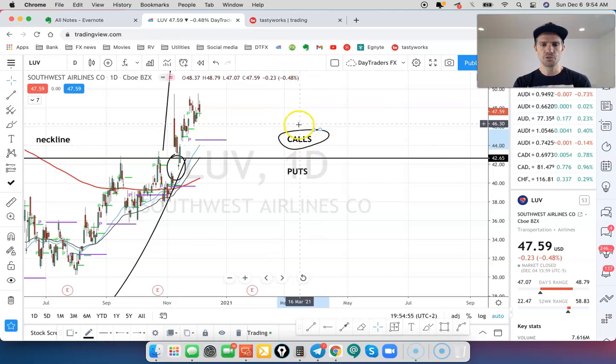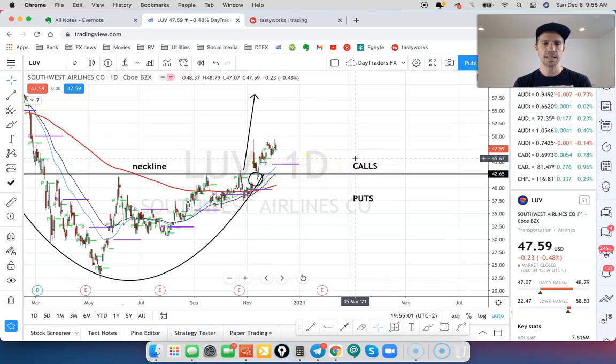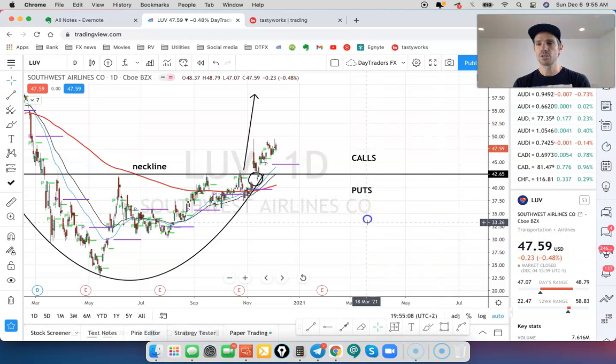Let's talk about calls first right here. Here we are on Southwest Airlines chart. You can see that Southwest Airlines is making a little bit of a move. The stock's trading at $47.59. If I want to buy some shares of Southwest Airlines, it's going to cost a bit of money, right? If I don't have a large account, buying 1 or 2 or 300 shares of Southwest is going to cost me thousands and thousands of dollars, right?